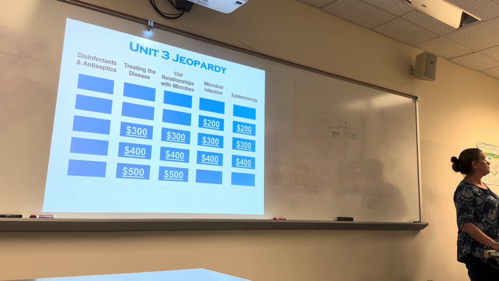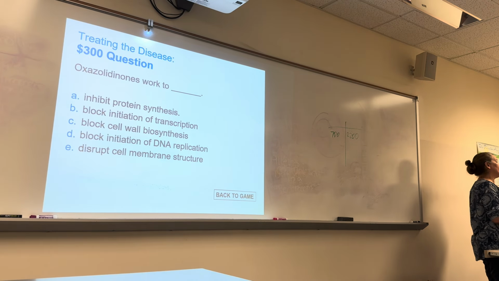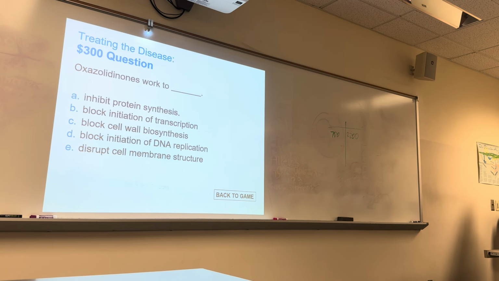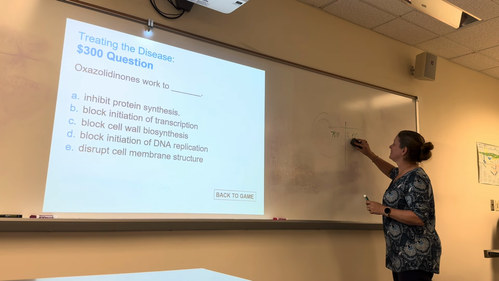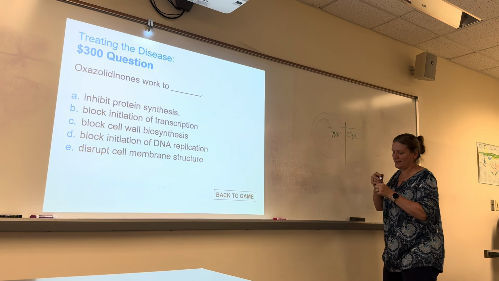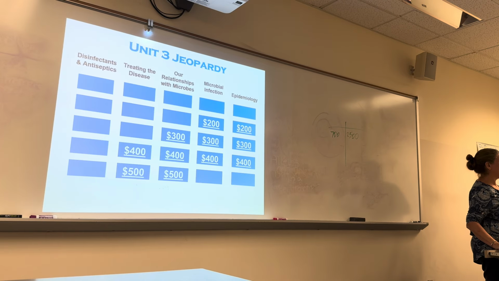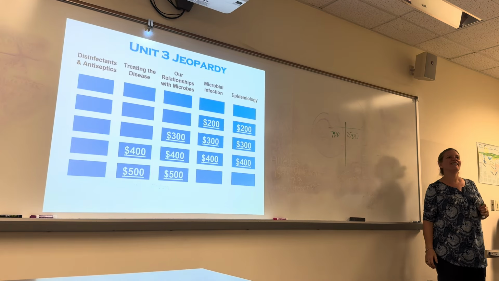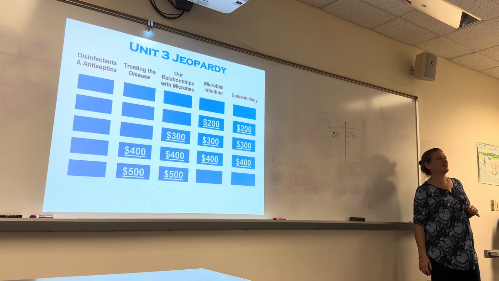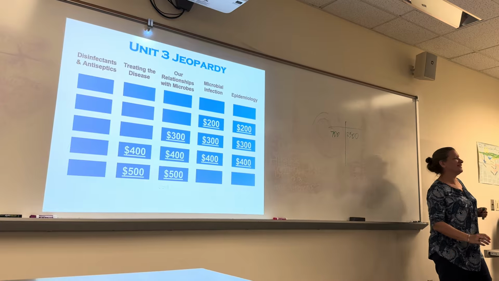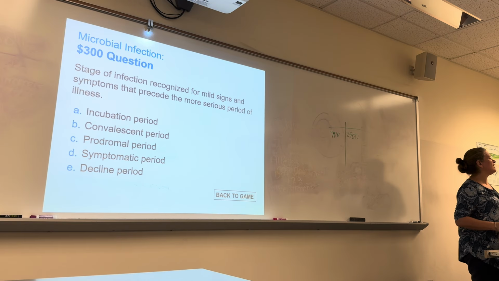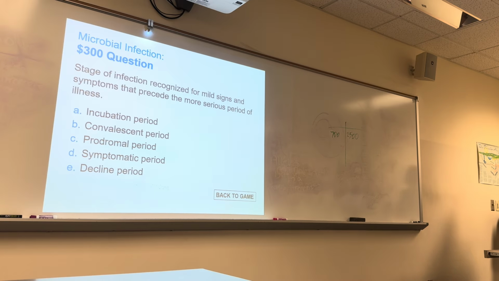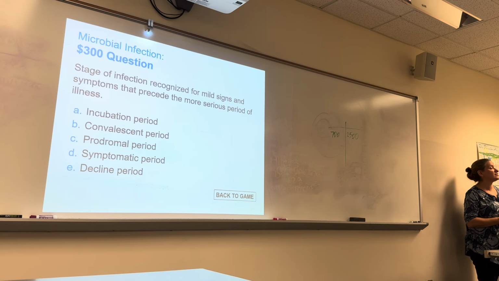Treating for 300. Oxyzillinoids work to what? A is correct. You got this. 500. Risk it all. All right, let's do microbial infection 300. Stage of infection recognized for mild signs and symptoms that precedes the more serious period of illness. C. C is correct.